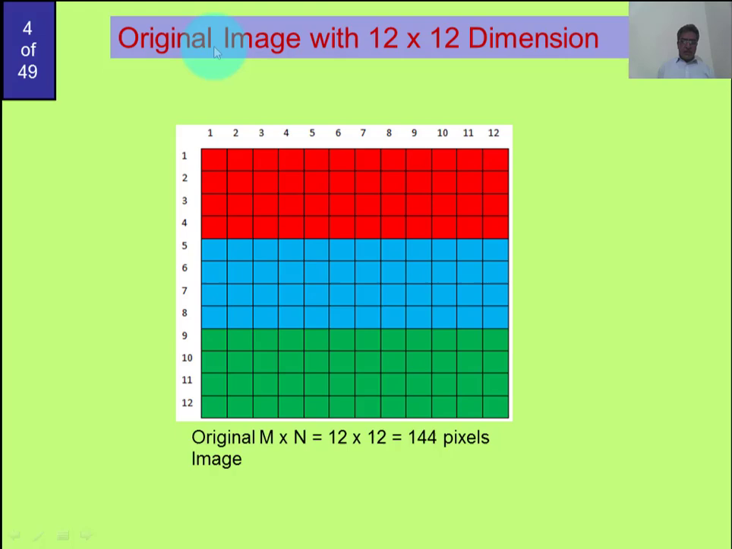Let's suppose this is an image which contains 12 columns and 12 rows. This is a color image, original m cross n, m rows and n columns: 12 rows and 12 columns is equal to the total number of pixels, 144 pixels. This is a 144 pixel original image, and we will try to get a sample image from this original image.